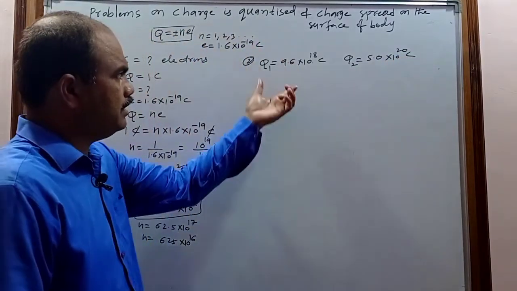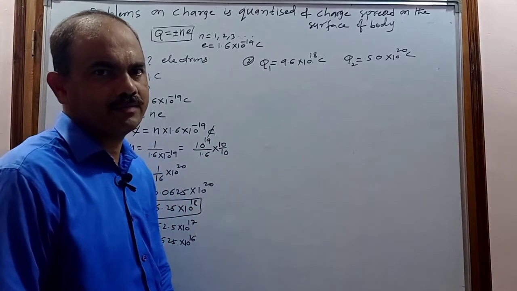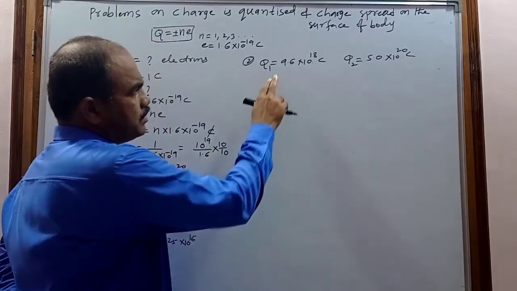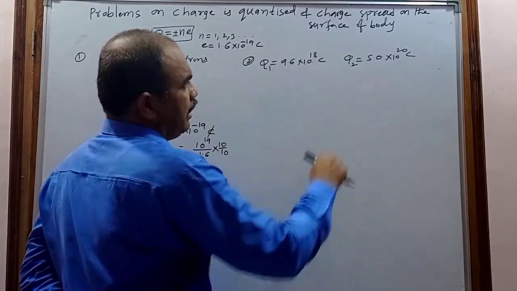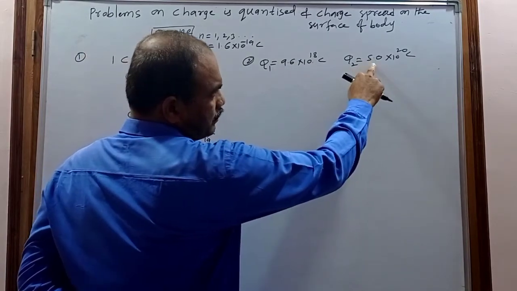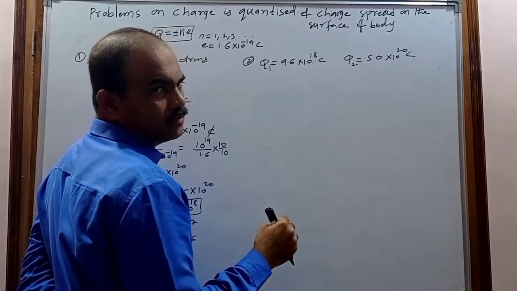So do these charges exist or not? We have to check. There are two bodies. The first body contains the charge 9.6 × 10^18 coulomb, and the other body has the charge 5.0 × 10^20 coulombs.